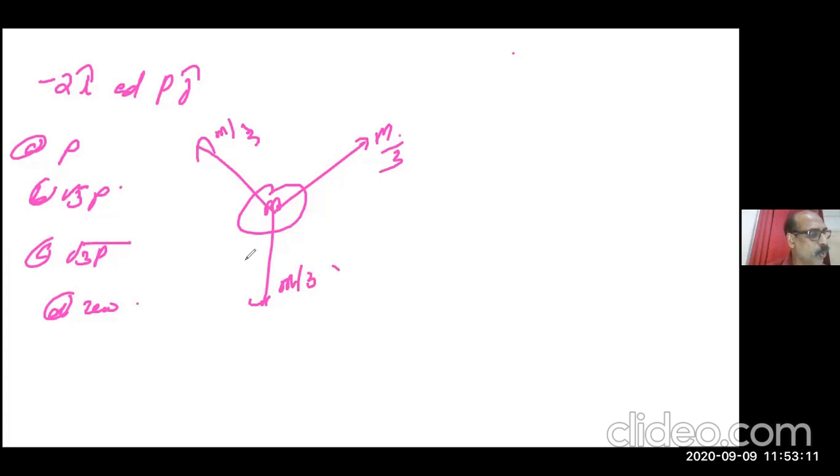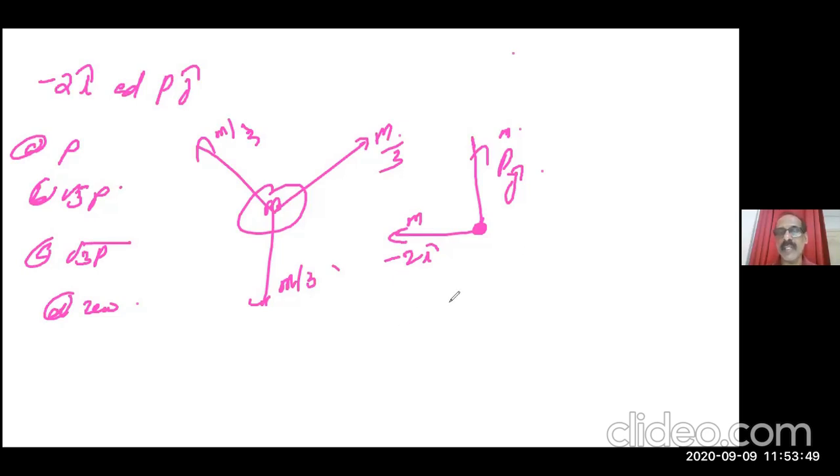The momentum of two parts are minus 2i and Pj. So clearly they said minus 2i. Here you mark: one piece goes this way with minus 2i, and one is going here with Pj. In which direction does the third one go? Downwards. What will be the momentum of the third one? That's the question.